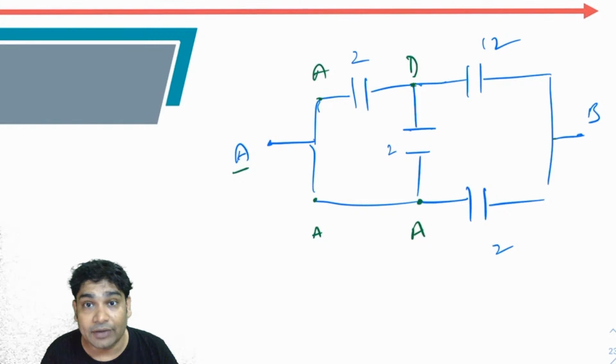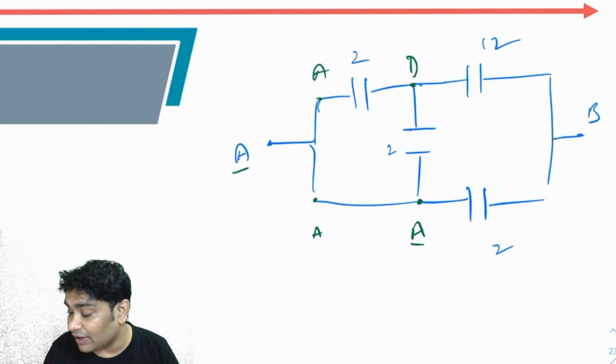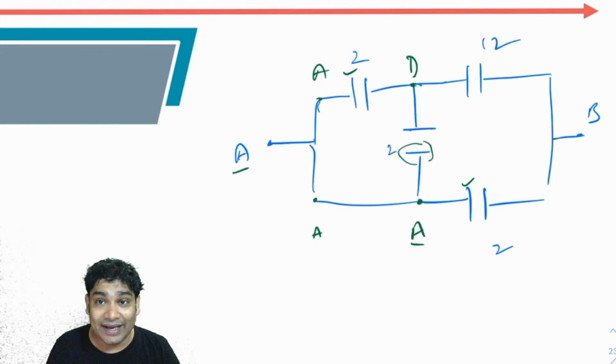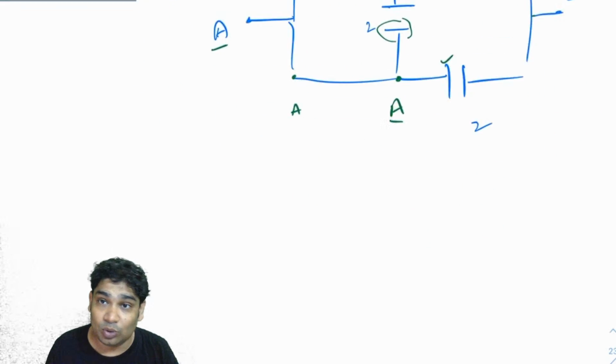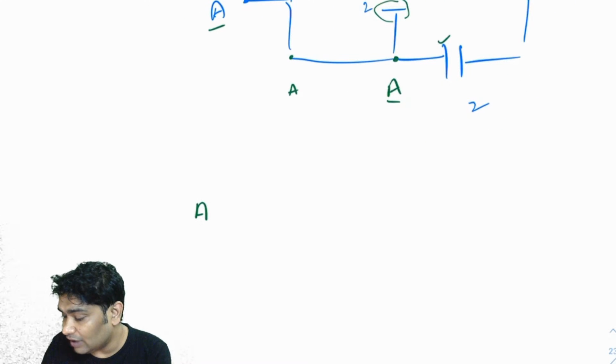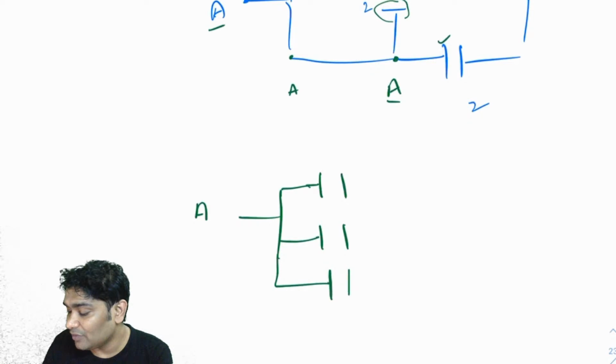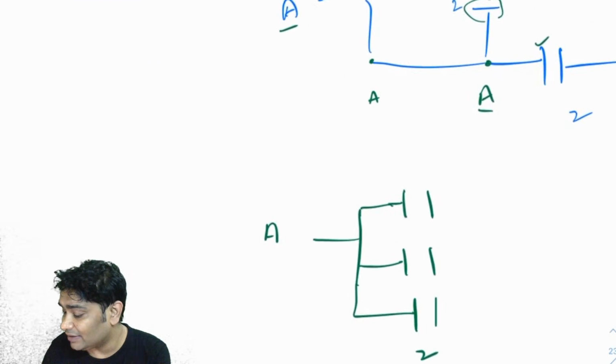Now all I need to do is redraw this circuit in a simplified form. Starting from A, how many plates do you have connected to A? One here and one here. So from A, I will make 3 capacitors of 2 each. I will make one capacitor here, one here and one here. All of them are of 2 each.